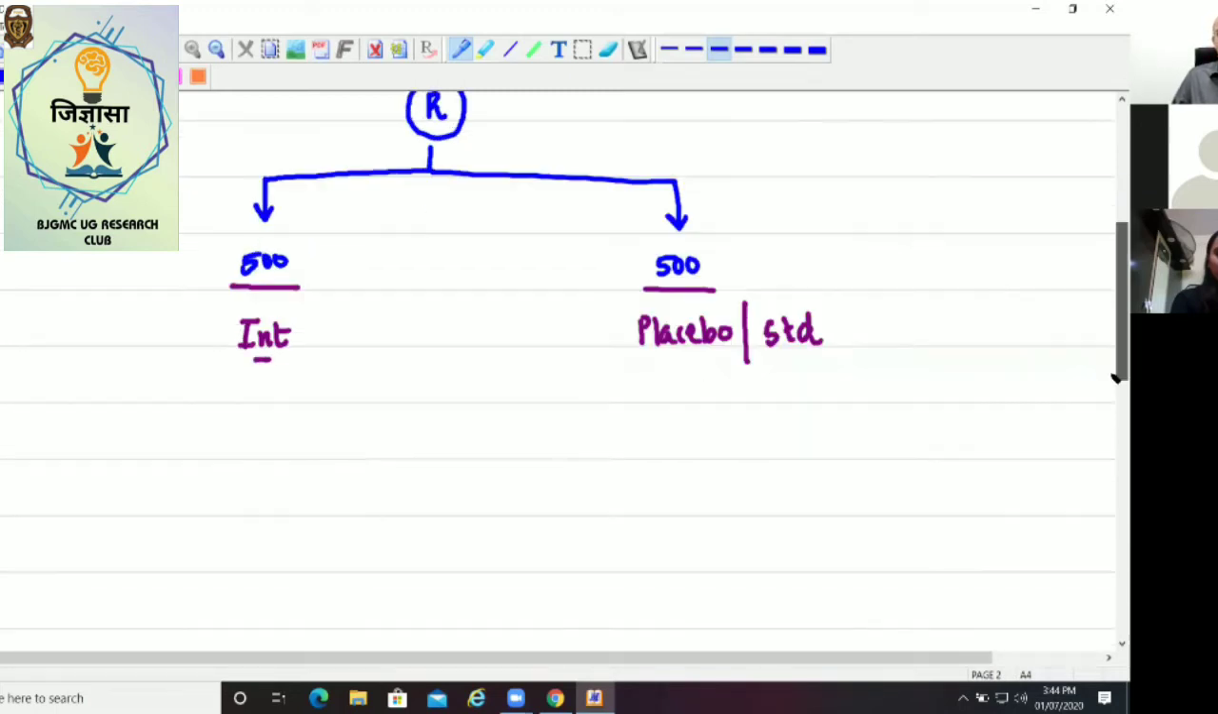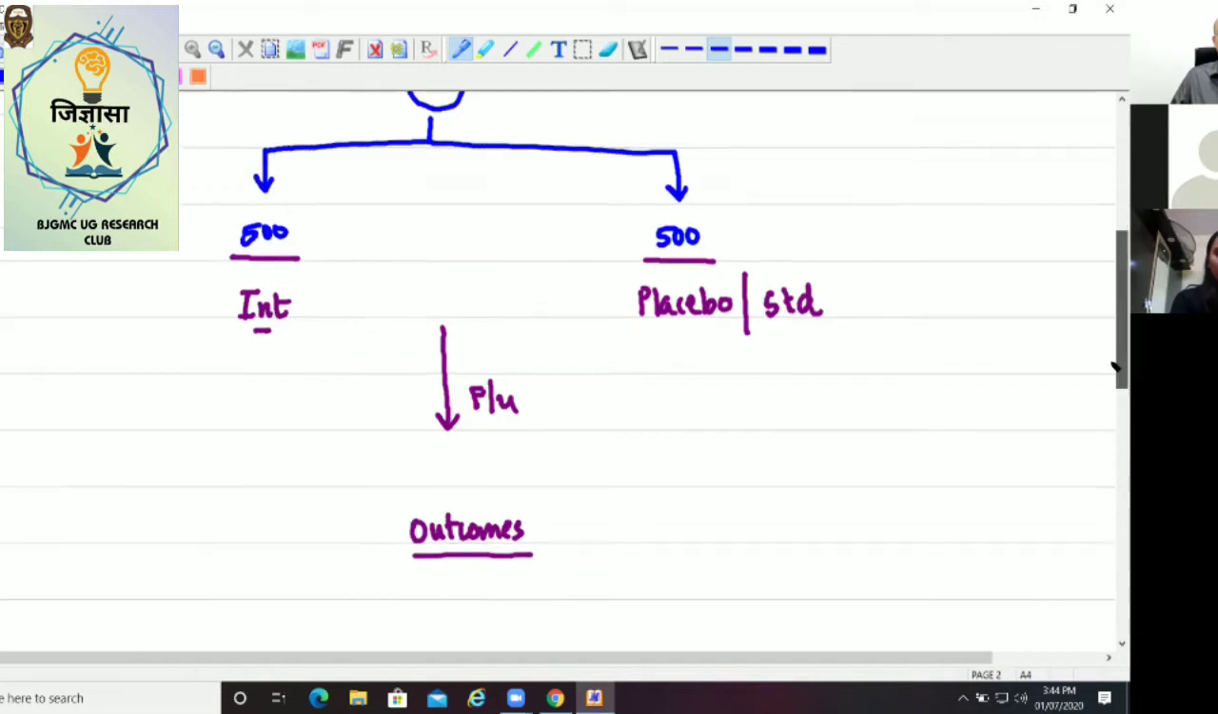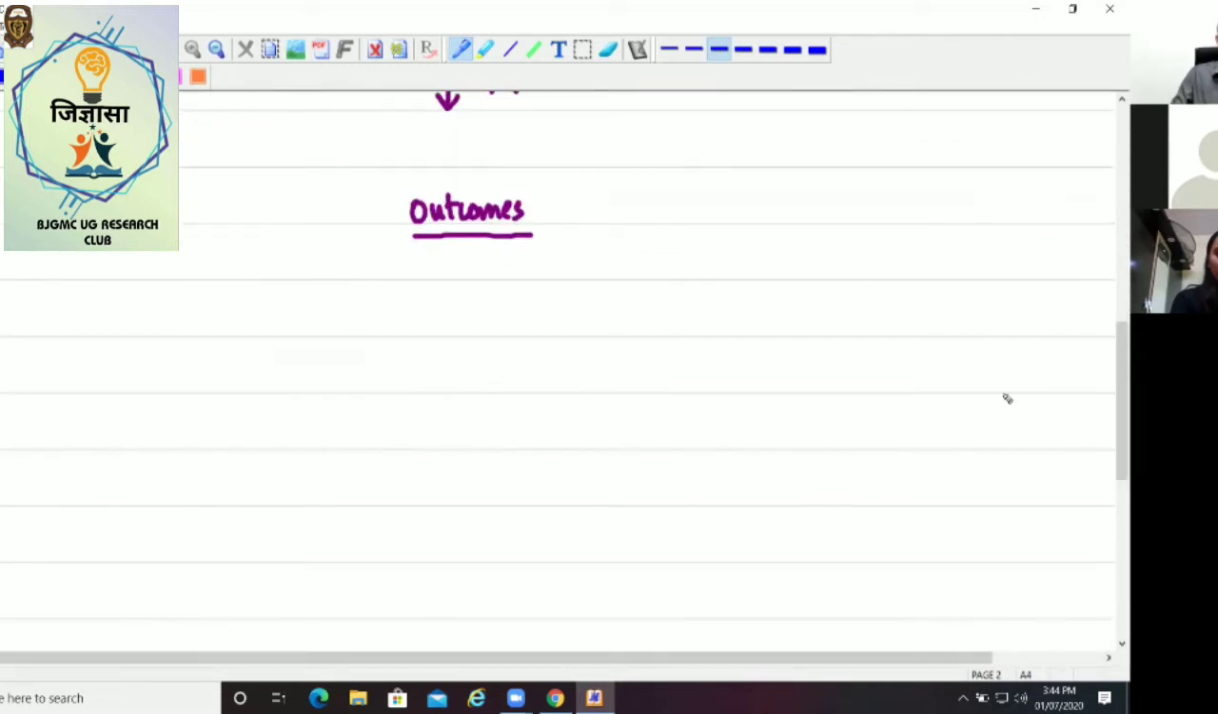Then comes a period where I'm going to follow up these patients for whatever number of time that is pre-decided. And after that, I'm going to study the outcomes. Now here again, something I want you to remember. Now there are some words, I'm not absolutely sure whether these were discussed with you earlier or not. If they have not been, please go back and search them. Beyond the scope of this lecture to go into them, but the outcomes need to be powered.